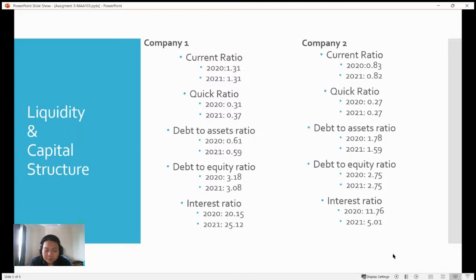Interest ratio. Interest ratio is the company's ability to pay off its interest. So the higher the number, the more efficient they are, but the lower the number, the more trouble they are having paying off their interest. As you can see here, both are doing really well, but company one is getting more inefficient, while company two could be going better or going worse. It carries more risk on company two. Overall, company one does a lot better than company two.